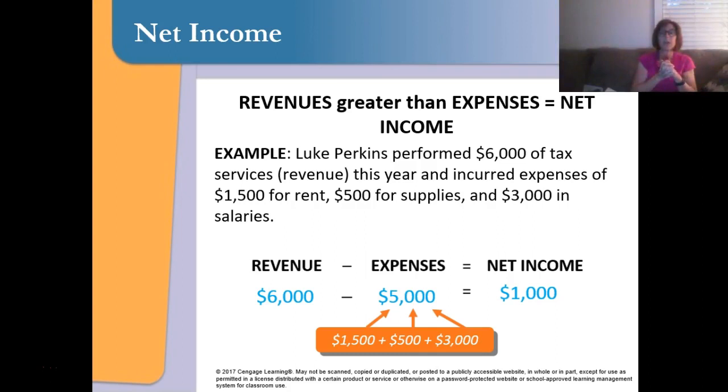In this example, we have Luke Perkins, who performs $6,000 of tax services. He's a tax guy, doing people's taxes, and he collects $6,000 in fees for preparing people's taxes. He had expenses of $1,500 for rent, $500 for supplies, and $3,000 in salaries, so total expenses of $5,000. If we look at his $6,000 in revenue and subtract the $5,000 in expenses, that gives him $1,000 in net income.